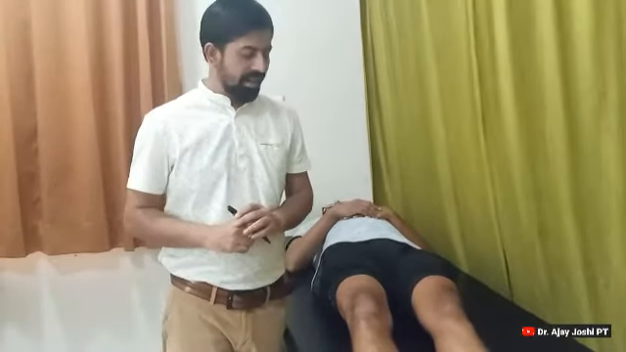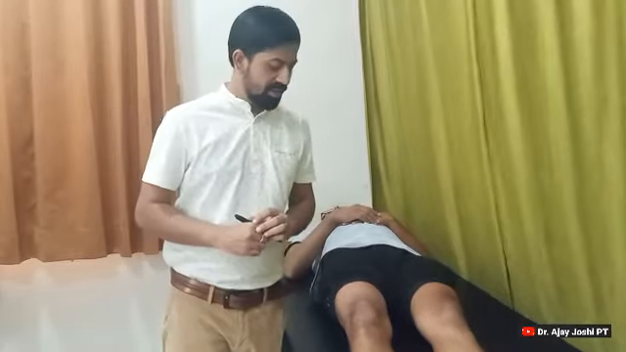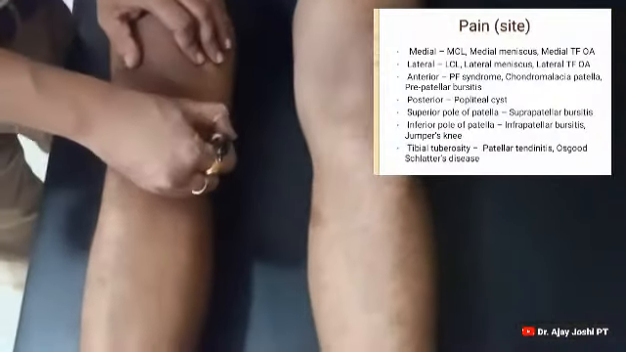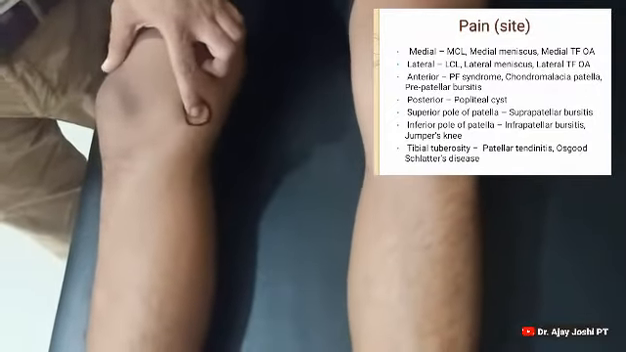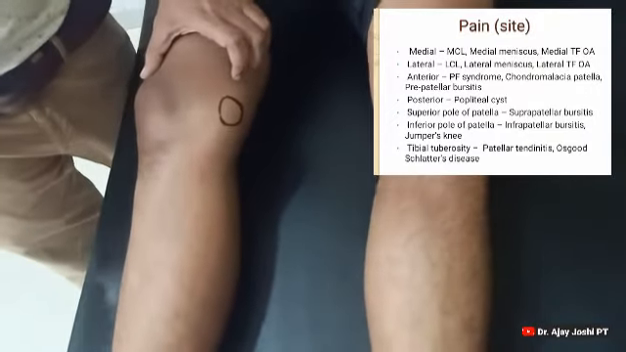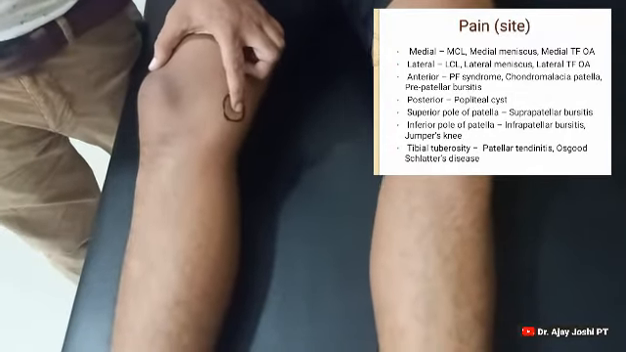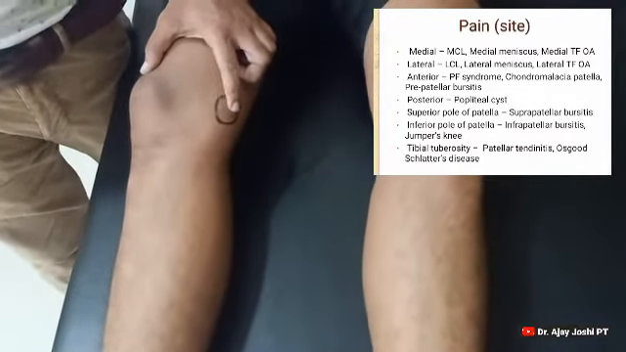Now we'll examine the site of the pain, on which location the patient is having pain, and according to that location we can differentiate some conditions. So let's see. If the patient is having pain over the medial aspect, then it can be medial collateral ligament injury, medial meniscus injury or medial osteoarthritis.